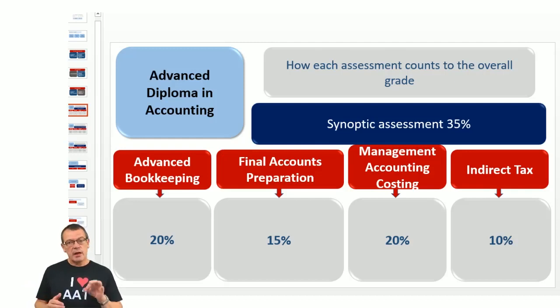Advanced bookkeeping accounts for 20% of your overall grade. Final accounts prep accounts to 15%. Management accounting costing 20 and indirect tax 10.